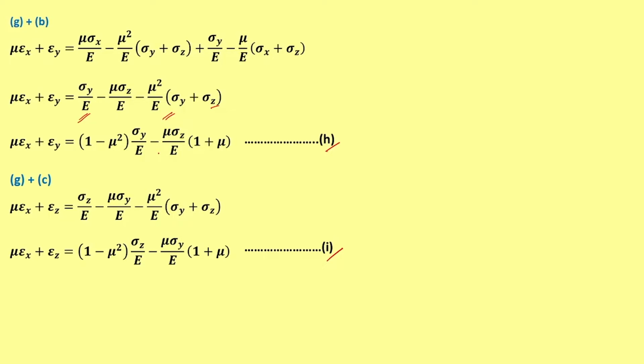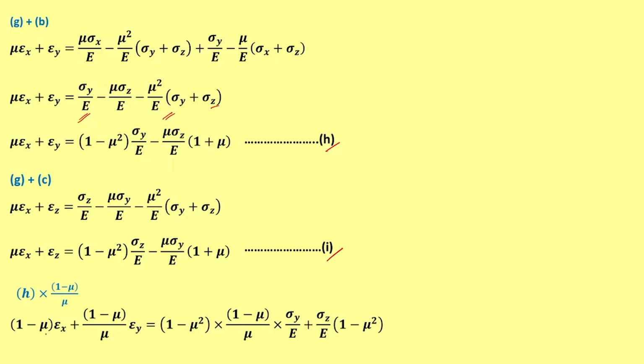Now, it is very easy for us to again simplify this. Multiply H by (1 minus mu) by mu. You multiply this particular equation by (1 minus mu) by mu, and mu and mu get cancelled off. So, it will be epsilon x plus (1 minus mu) by mu into epsilon y is equal to (1 minus mu square) into (1 minus mu) by mu into sigma y by E plus sigma z by E into (1 minus mu square). Okay, so mu again gets cancelled off from this particular expression. Call this J.